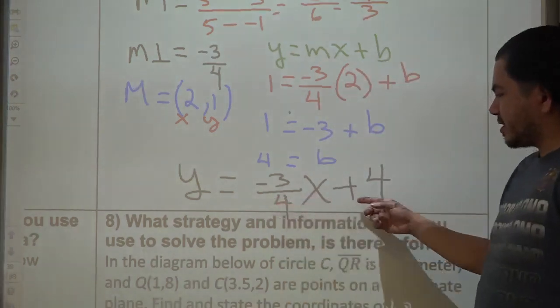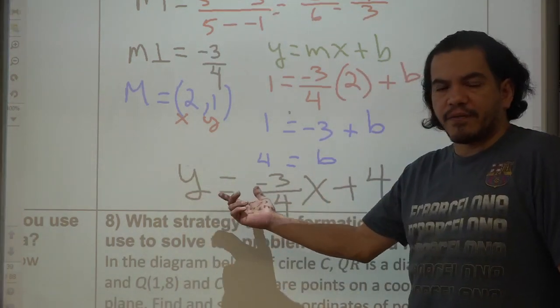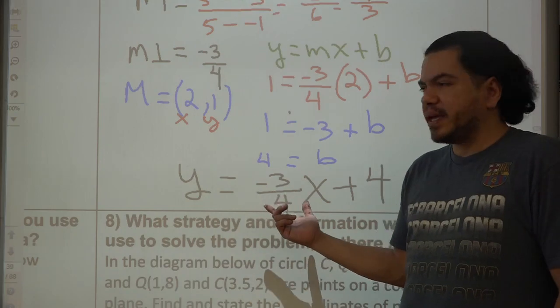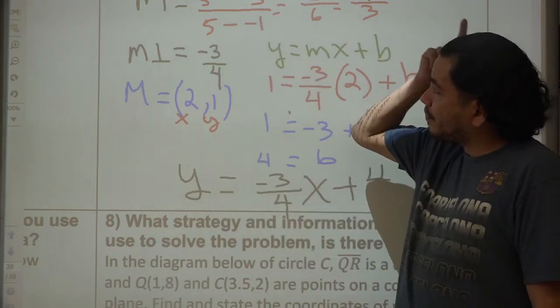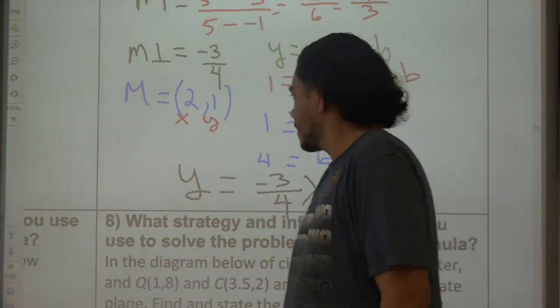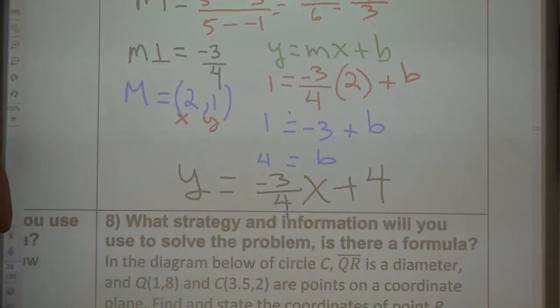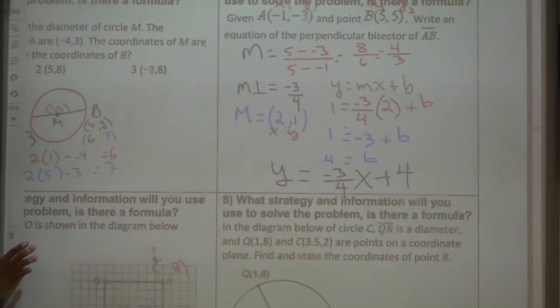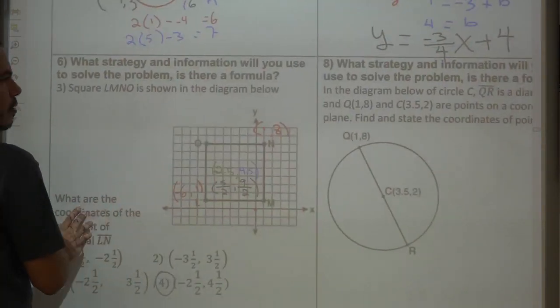And this, my friends, is the equation of a function that will be the perpendicular bisector of the line that they provide us with. Alright? Good then. Alright, let's see what else do we have here.